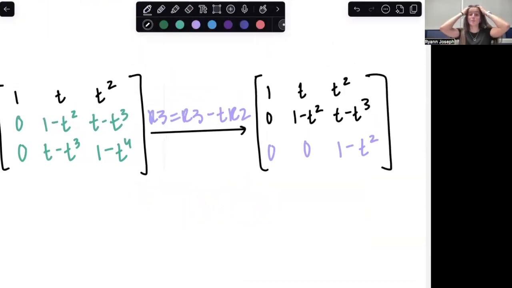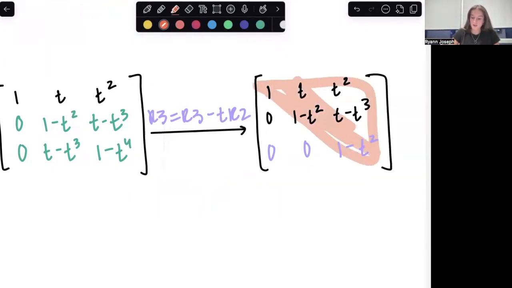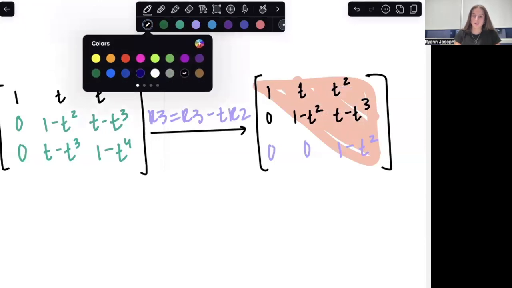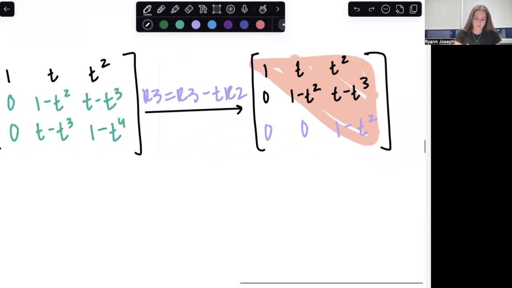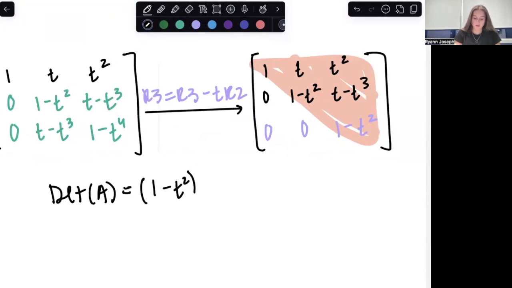A little bit of polynomial math for you. And then again, we made an upper triangular matrix because we only have values along the upper triangle, which the determinant is always going to be the product of the upper triangular matrix, the diagonal. So the determinant of A is just 1 times 1 minus t squared squared.